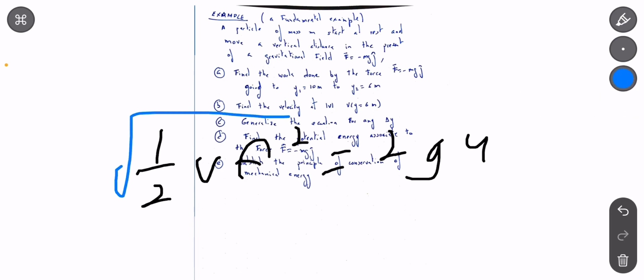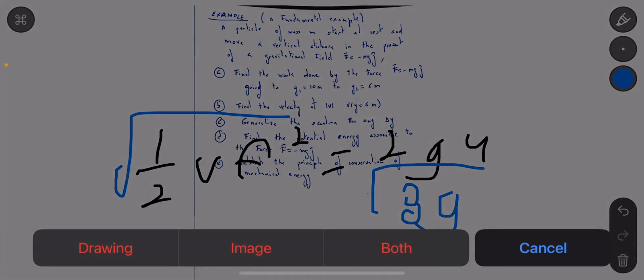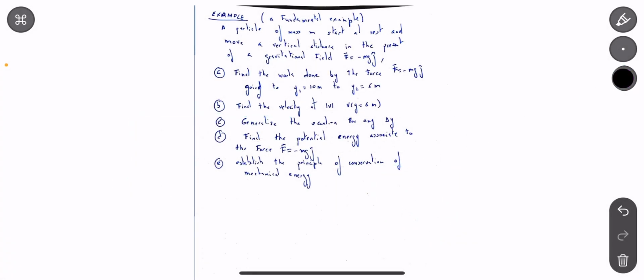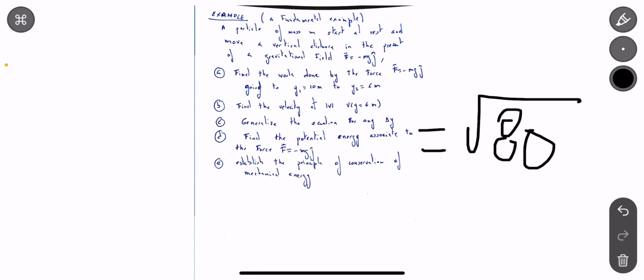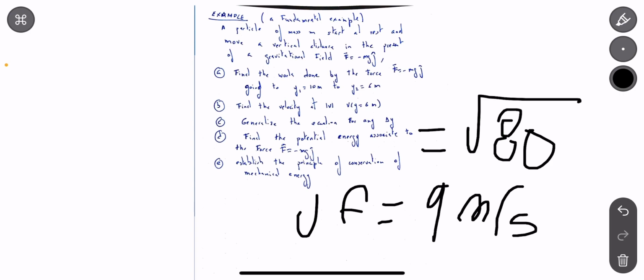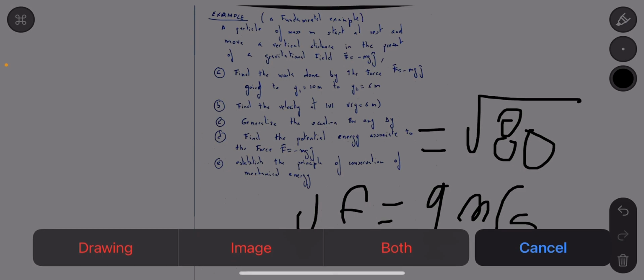And then after we work it out, we square root it. We square root this, and the g is square rooted afterwards, and after we continue doing algebra, we're left with the square root of 80. And that will essentially be our answer: the final velocity is equal to 9 meters per second, after we do the square root and all that. So eventually that's what it's going to be.